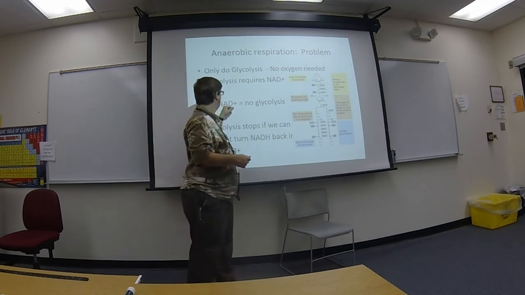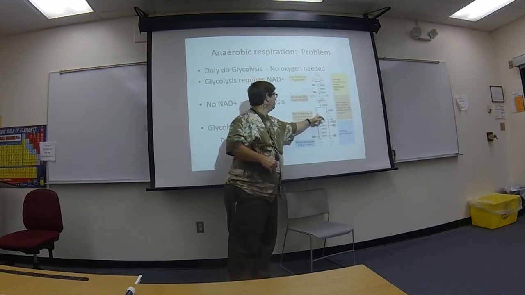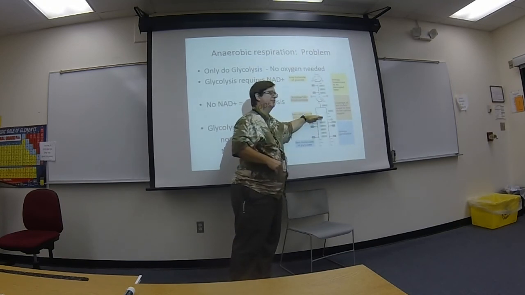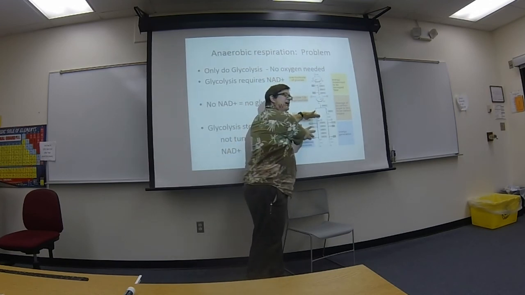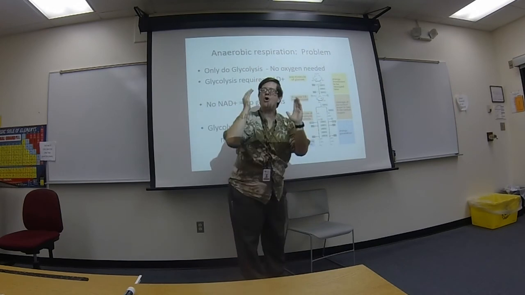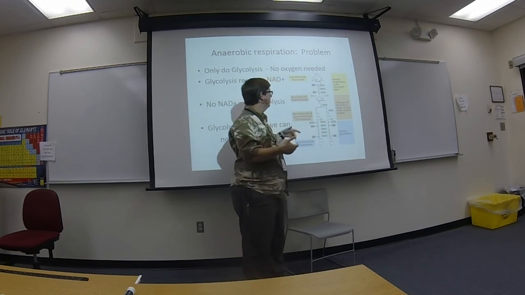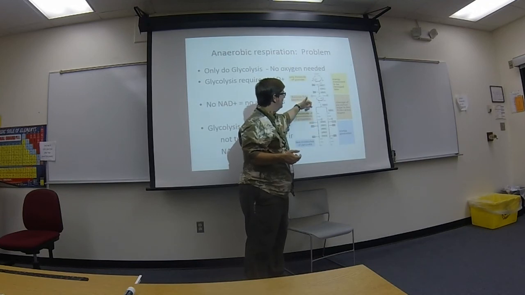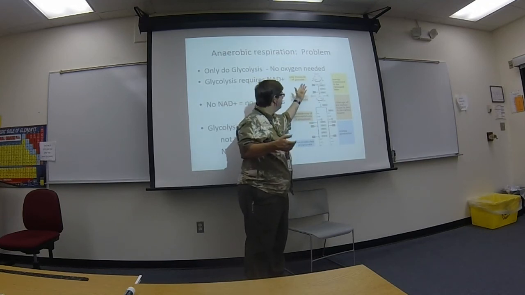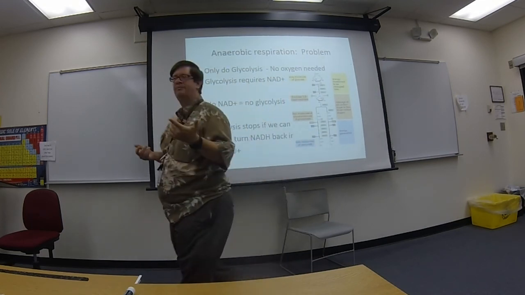If you run out of NAD+, you can't make NADH. If you can't make NADH, you can't go past that step. Exactly. You can't finish glycolysis, and that means you never get down here to make the ATPs. Then you have no method of getting energy. So your body says, well, if we can turn the NADHs back into NAD+, then we can continue down this chain and get the ATPs out that we need. So what do we do?